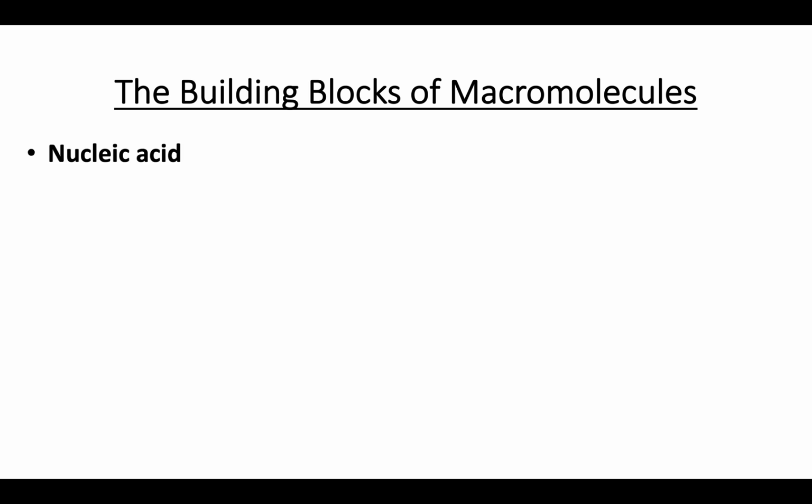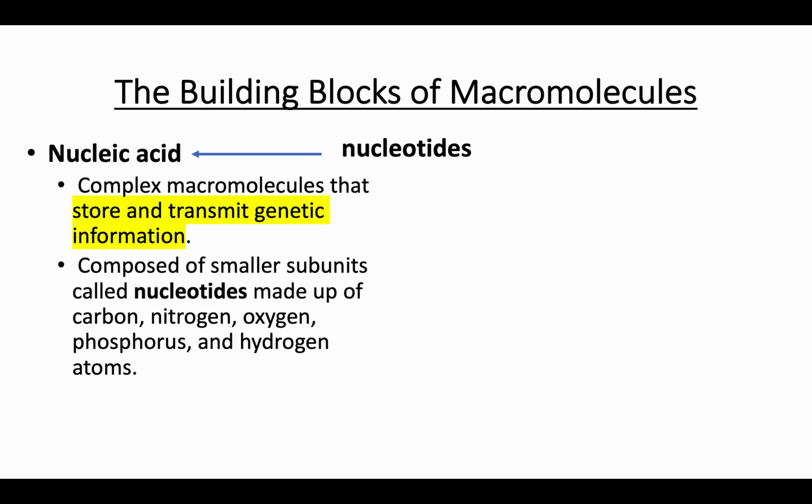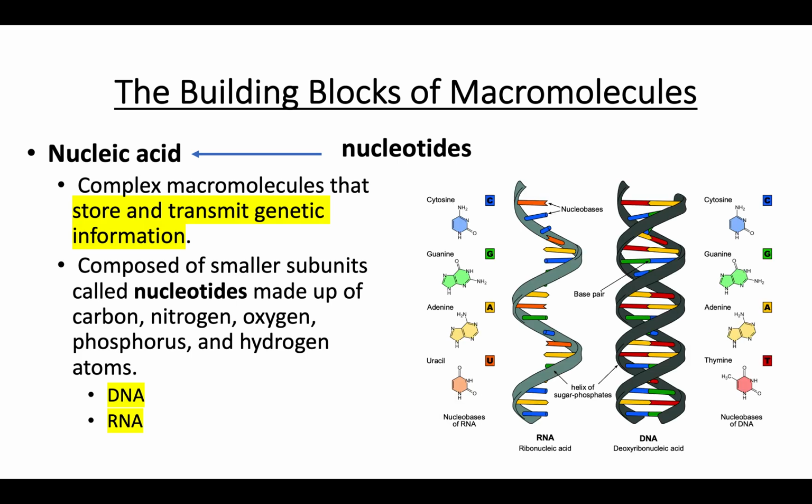Lastly, we have nucleic acids, and they are made out of nucleotides. They are complex macromolecules that store and transmit genetic information. Composed of smaller subunits known as nucleotides, and nucleotides are made out of carbon, nitrogen, oxygen, phosphorus, and hydrogen atoms. Again, we have DNA and RNA as an example. And if you've taken any science prior to this, it would look very familiar.